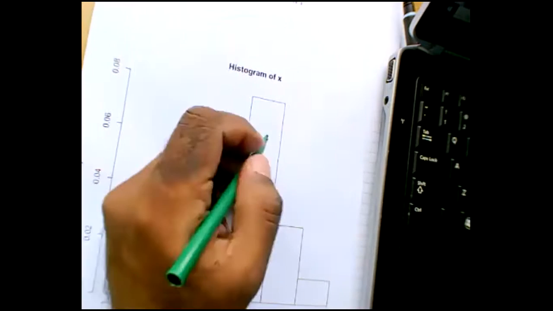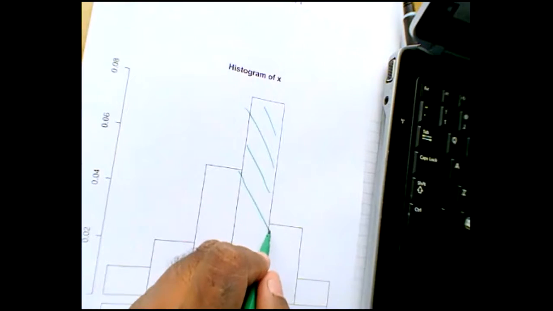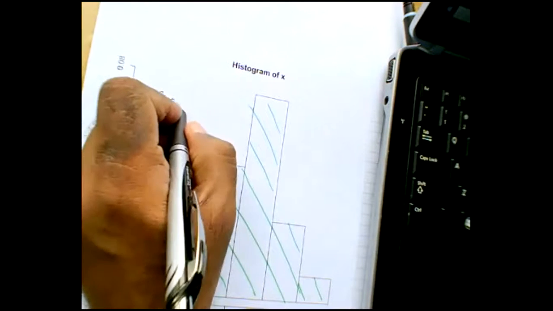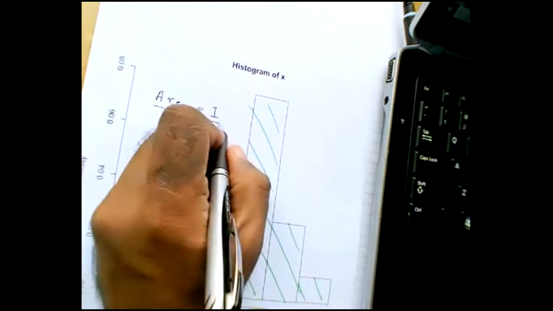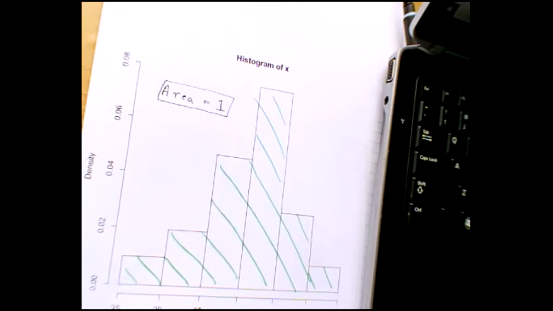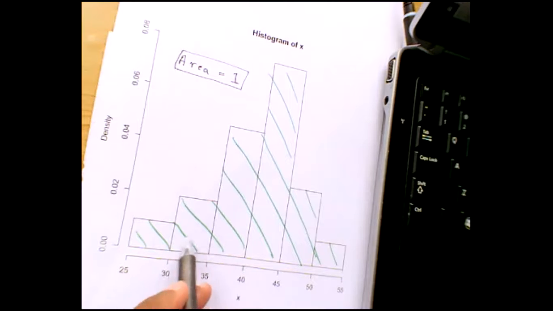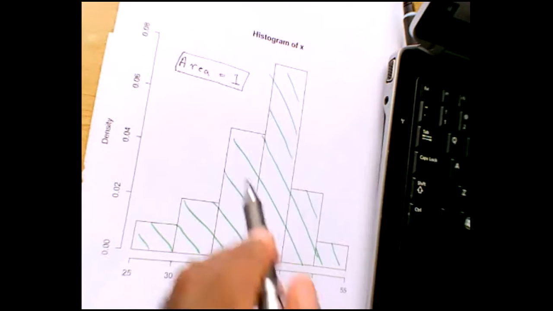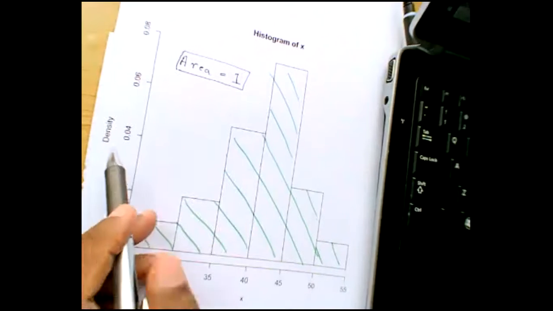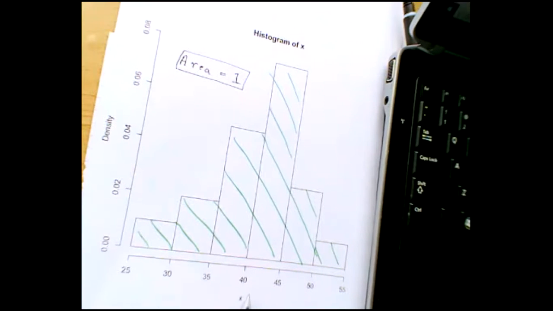Now let me show you. If you compute the area below the histogram, that will be equal to 1, because as you know the probability of any distribution must add up to 1. So you should compute the area of each of these rectangles and add them up, and you must get 1. That's why this is known as the density versus the interval.